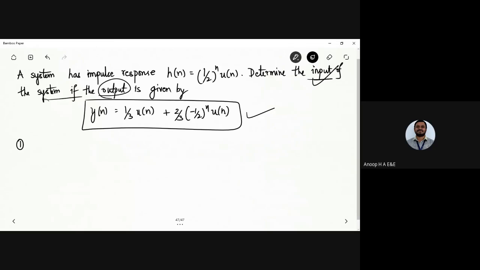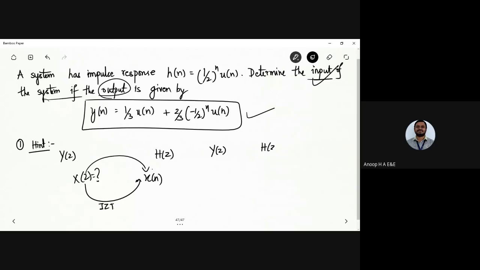I can give you a hint. You can find out y of z, and later on you can find out h of z. In order to find x of z, x of z is the unknown here. From x of z you find the input by inverse z transform, so from x of z you find x of n, which is nothing but the input. So y of z is there, h of z is there.